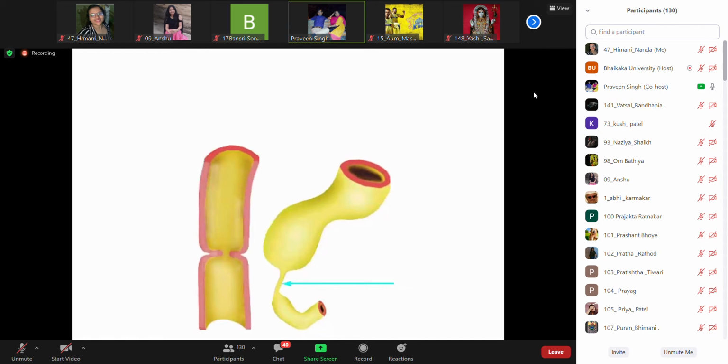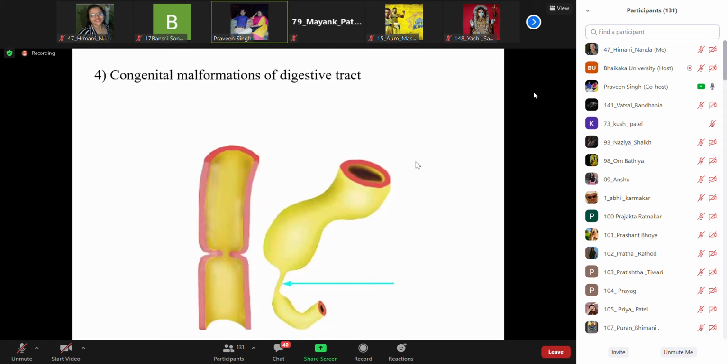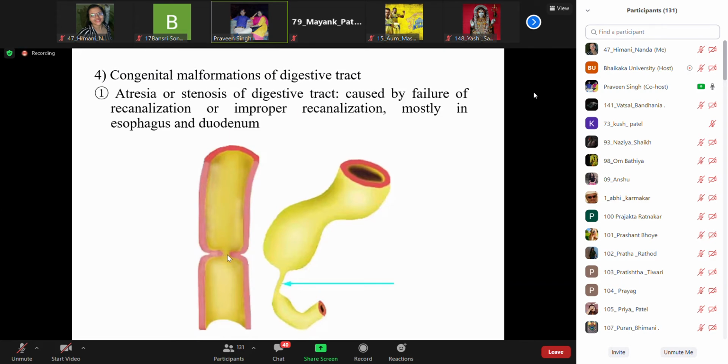This is another thing, if you see. Here also, this is called congenital malformation of GIT, where you can see this part is blocked. This is called atresia or stenosis of GIT. This can happen in any part of GIT. A cylinder is visible. This cylinder can be esophagus, duodenum, jejunum, or ileum. So it is congenital malformation of the digestive tract, atresia or stenosis.